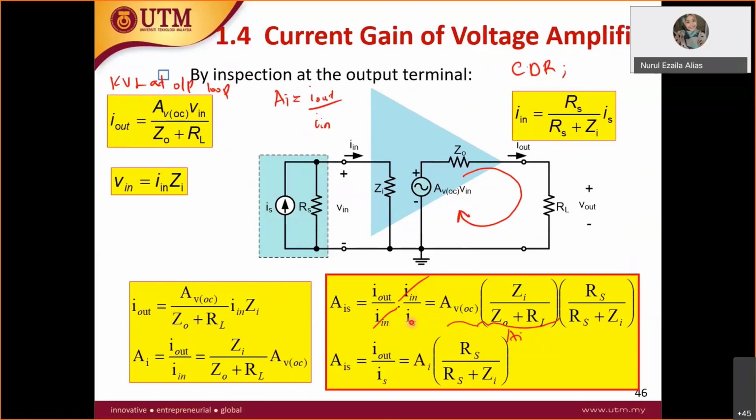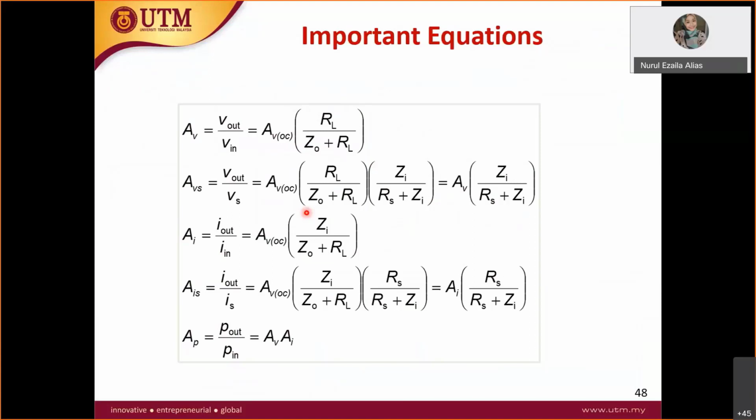Now, what is I in over IS? This portion. So you just derive it from current divider rule at the input. That's it. That's how you do it. Don't memorize this. This is too much formula. You just derive it.